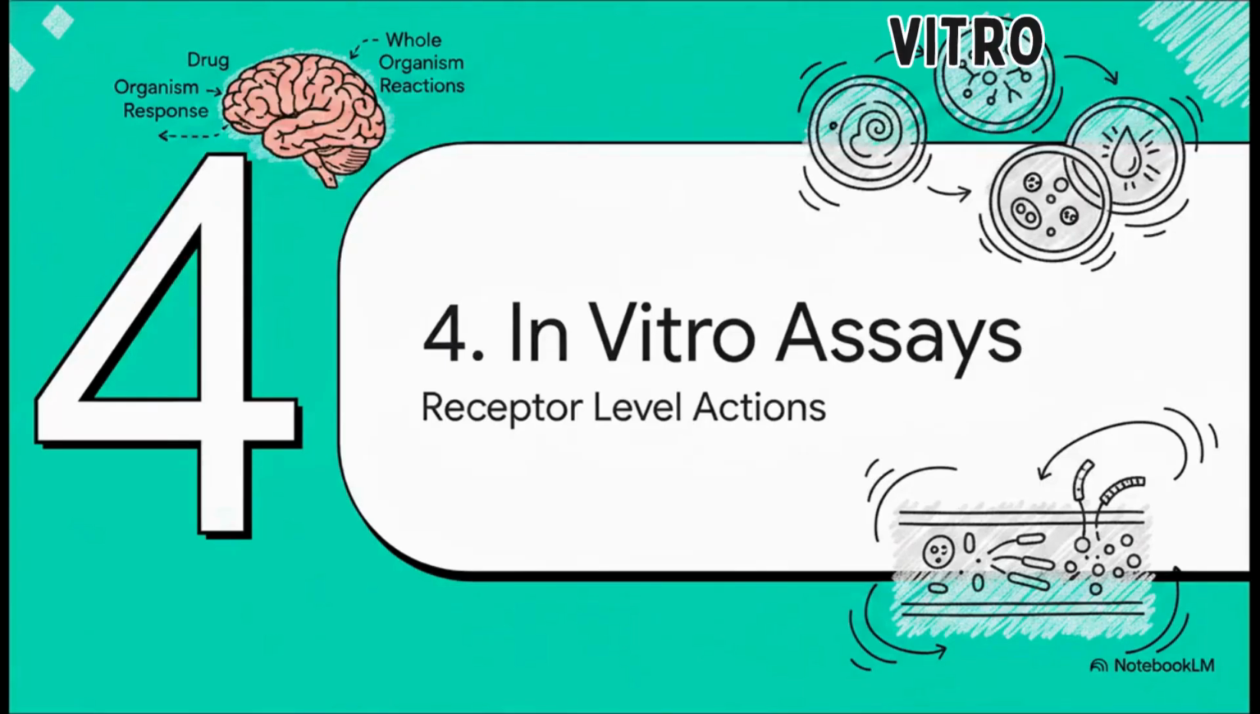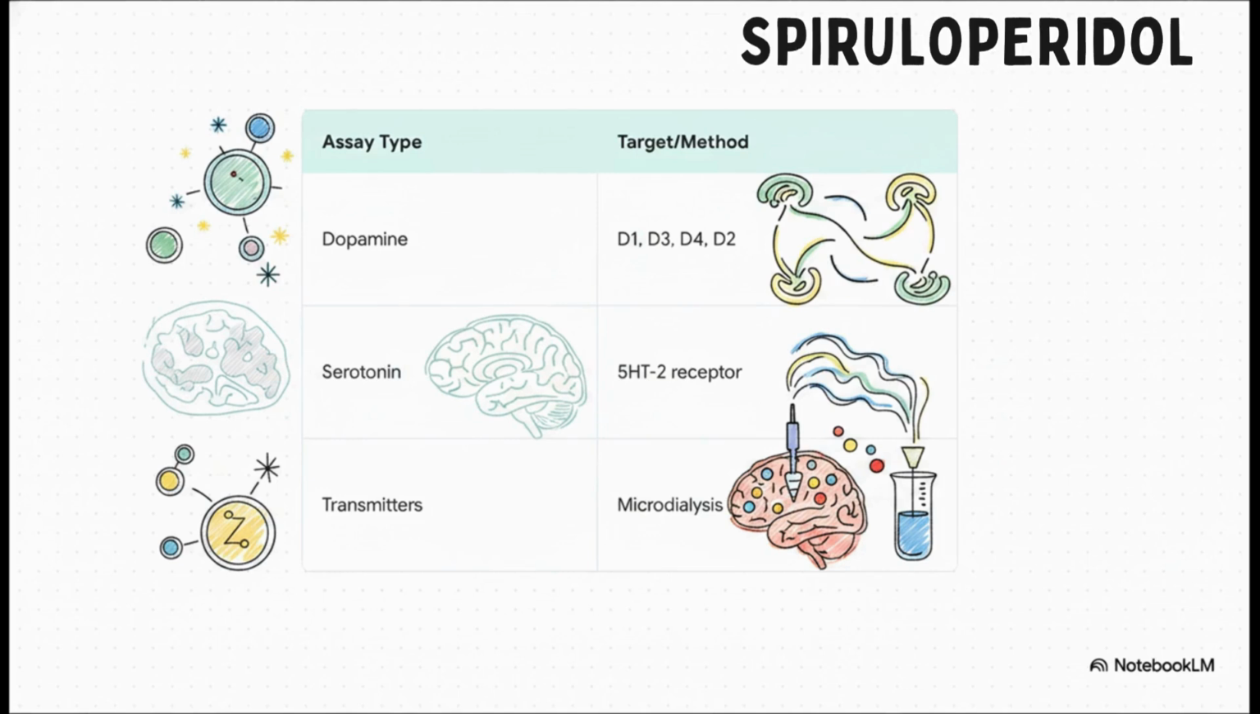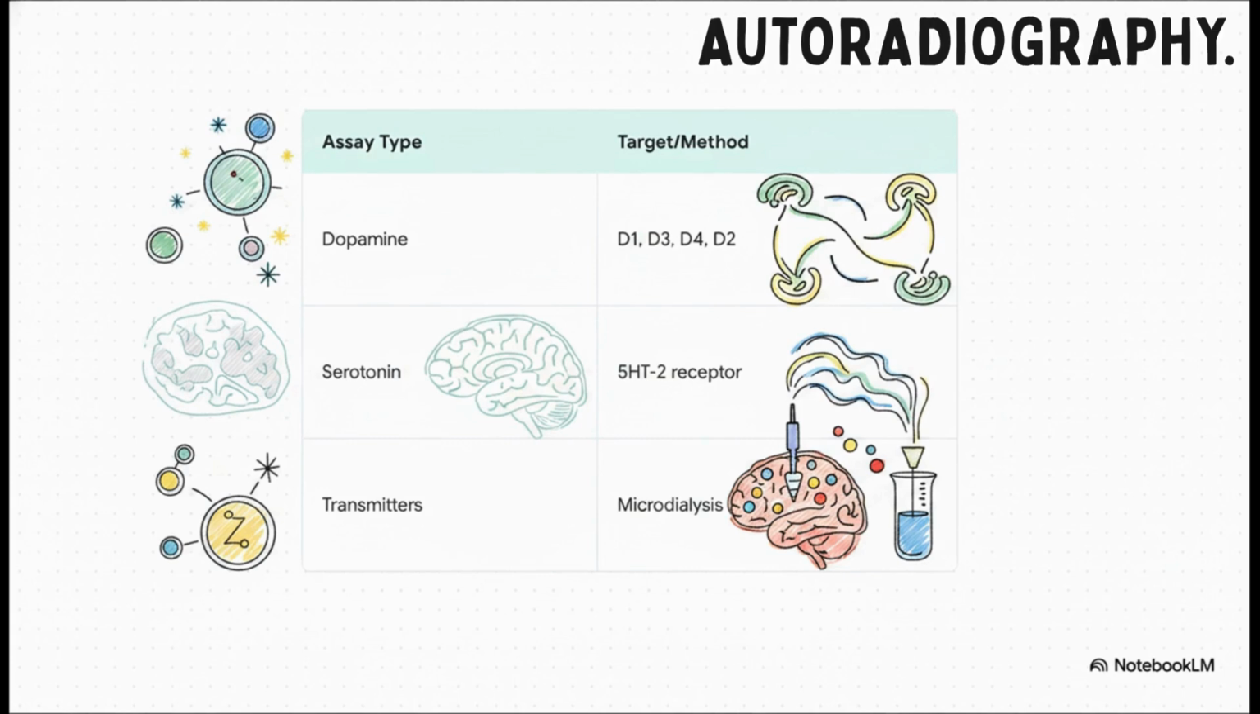Section 4. In vitro and ex vivo assays. For our final categorical chunk, we're zooming way in to look at rapid-fire biochemical assays. While behavioral tests show us the whole organism's response, these in vitro methods give us the microscopic picture at the receptor level. Researchers rely heavily on radioligand binding assays here. For dopamine, we test affinity for D1, D3, and D4 receptors. But you definitely want to specify D2 receptor assays using tritiated spiroperidol binding as well as D2 autoradiography.